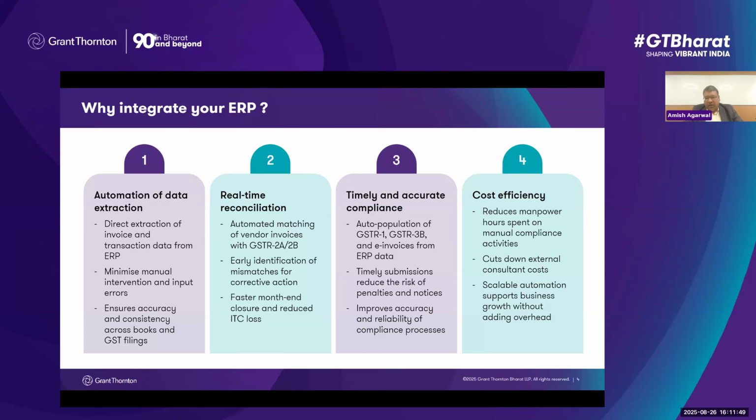which will help in easy and early identification of missed credits or mismatches, and because of which the rectification action which needs to be taken on those, for example communicating with the vendor that our invoices have not come into 2B or we are having mismatches. So all these rectification actions can be taken much faster and earlier than doing a month end reconciliation after the 2B gets generated. This also results in a faster month end closure and reduced ITC loss.